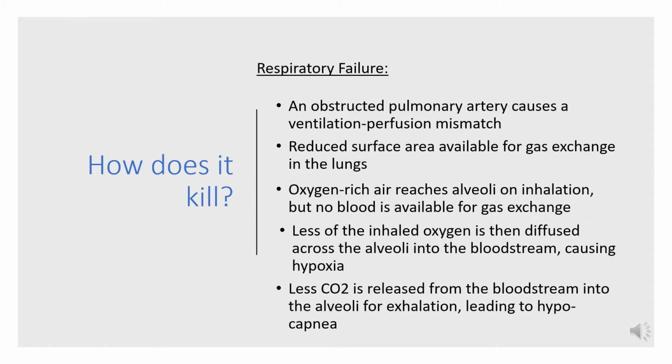The second way it kills is respiratory failure. An obstructed pulmonary artery causes a ventilation-perfusion mismatch. The obstruction reduces the surface area available for gas exchange in the lungs. So when oxygen-rich air reaches the alveoli on inhalation, there is no blood available for gas exchange. Less of the inhaled oxygen is then diffused across the alveoli into the bloodstream, causing hypoxia, while less CO2 is released from the bloodstream into the alveoli for exhalation, leading to hypocapnia.